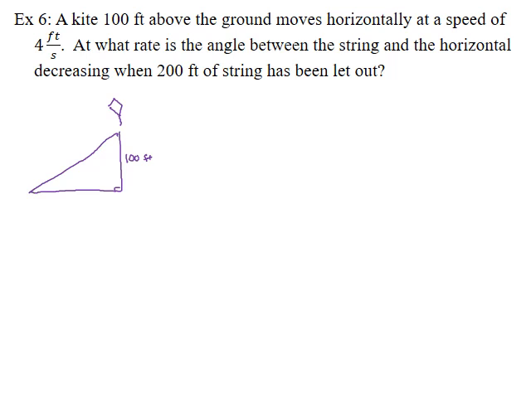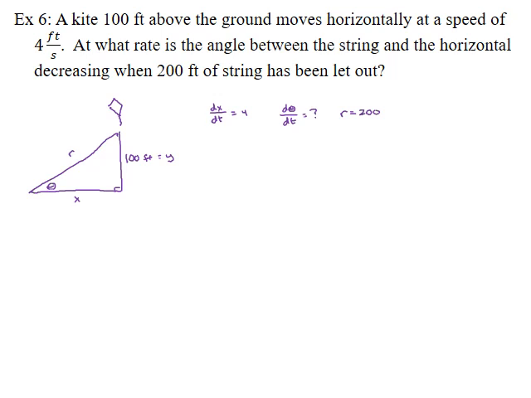The kite 100 feet above the ground moves horizontally at a speed of 4 feet per second. So kind of like the boat problem earlier. If I call this x, this y, and this r, I can say that dx/dt is changing at a rate of 4 feet per second. At what rate is the angle between the string and the horizontal changing? So the angle theta is right here. So for the first time, we're going to have to figure out what is d theta/dt when 200 feet of string is let out.